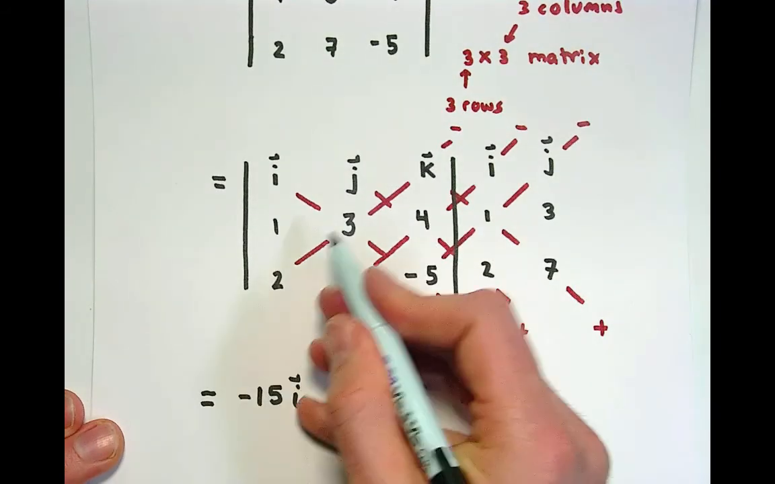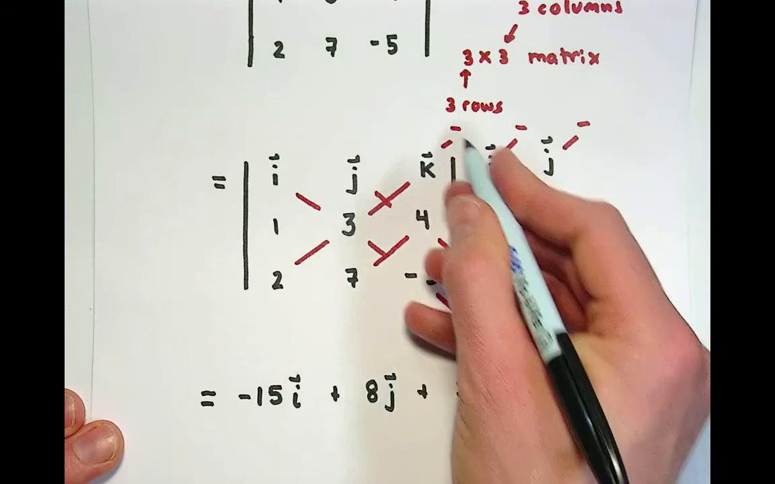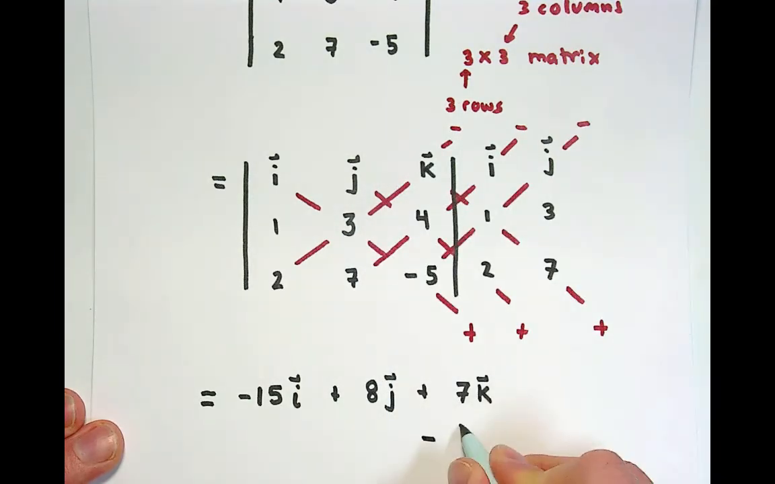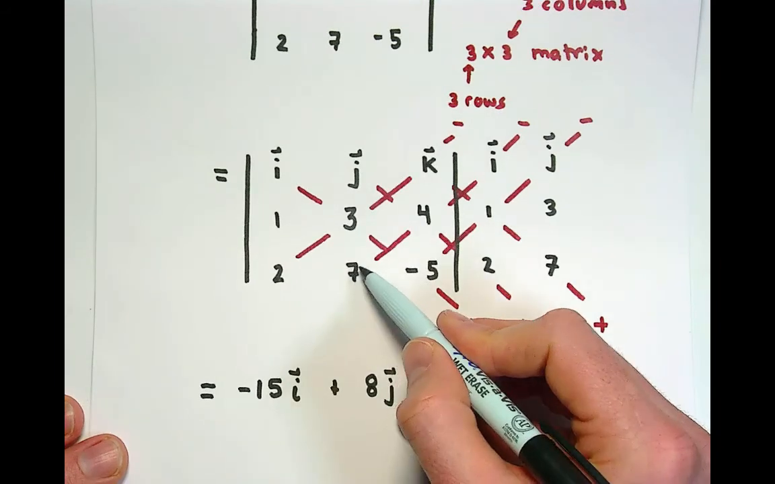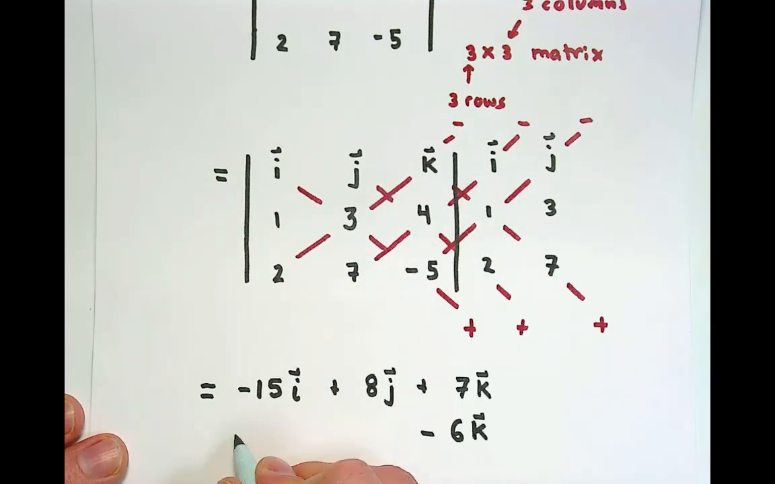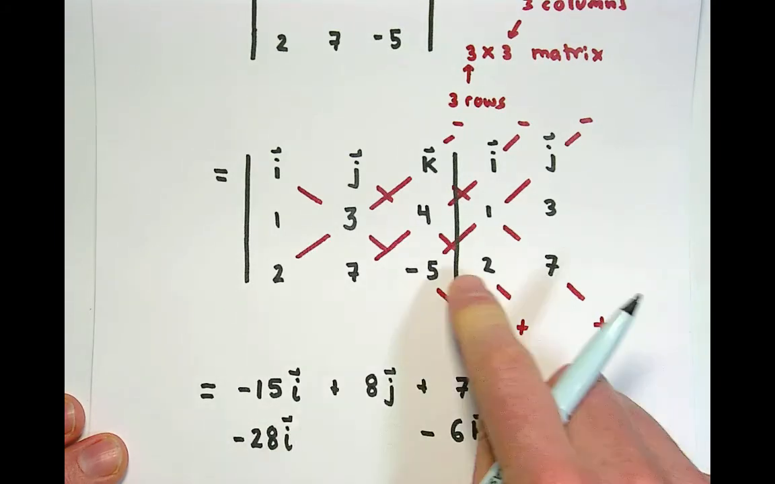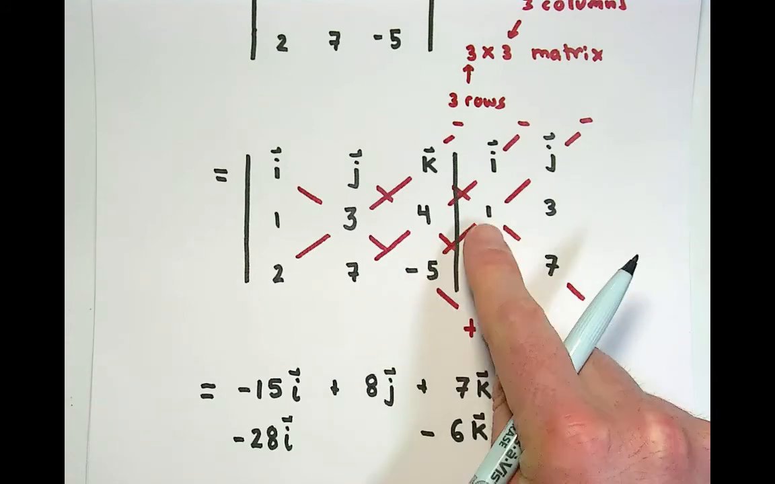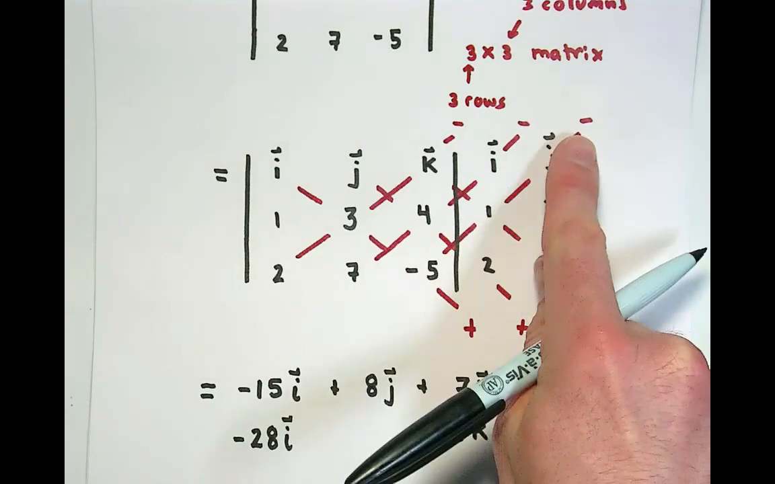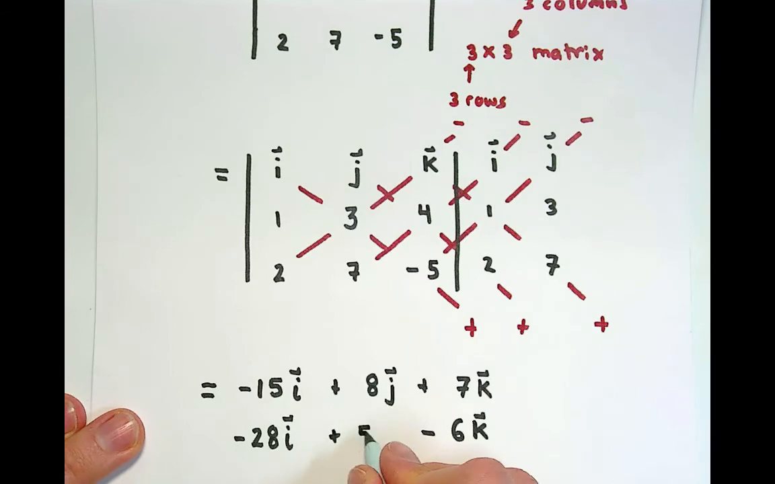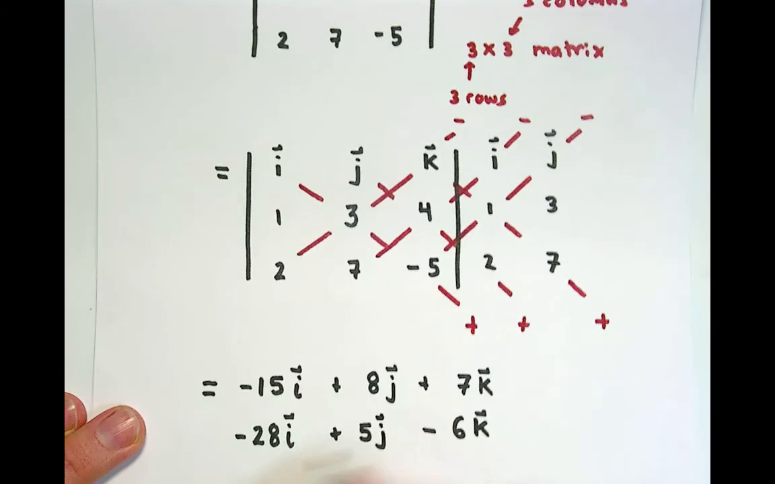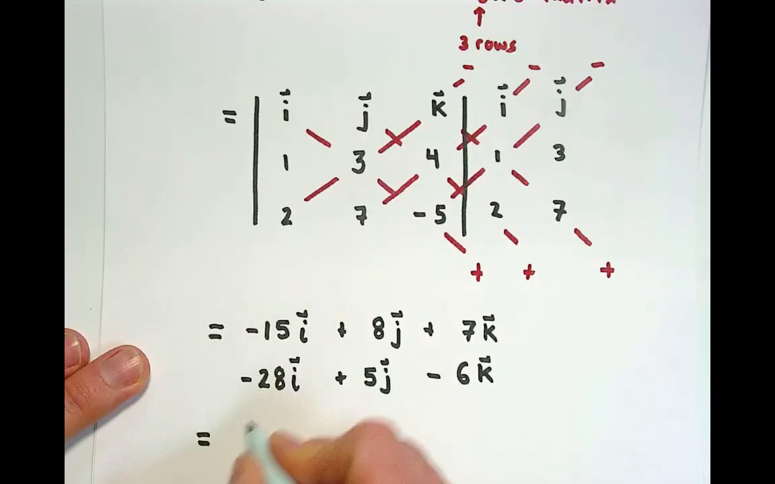So here we've got 2 times 3 times k is 6 with a negative out front, so this is minus 6k. Here we've got 4 times 7 times i, which is 28, but it's a minus 28i. And then again, we've got negative 5 times 1 times j, which is negative 5 times a negative, which is a positive. And I hope you notice something quite powerful.